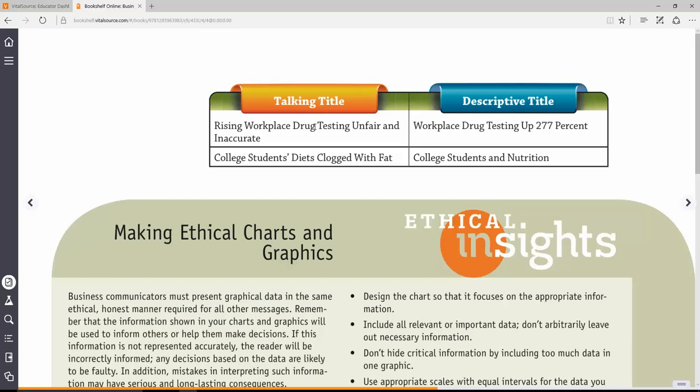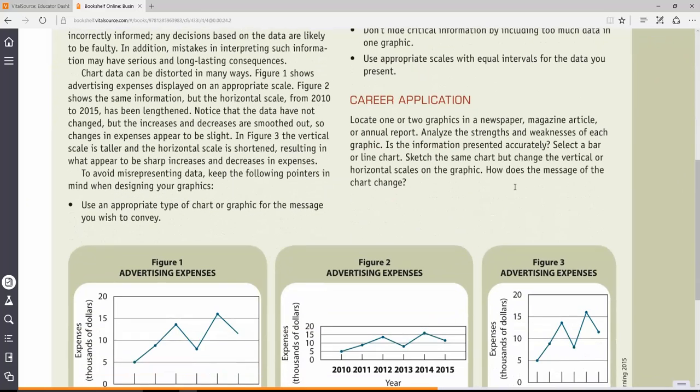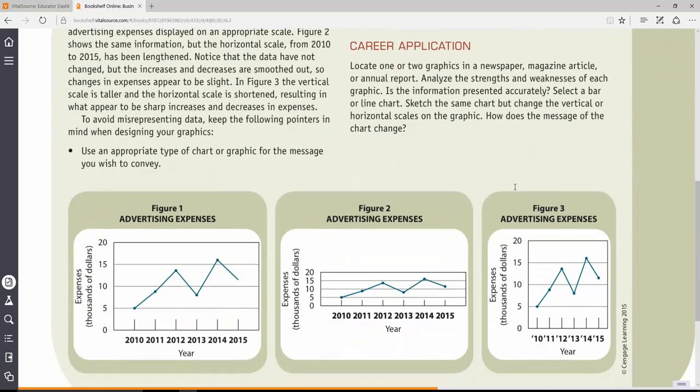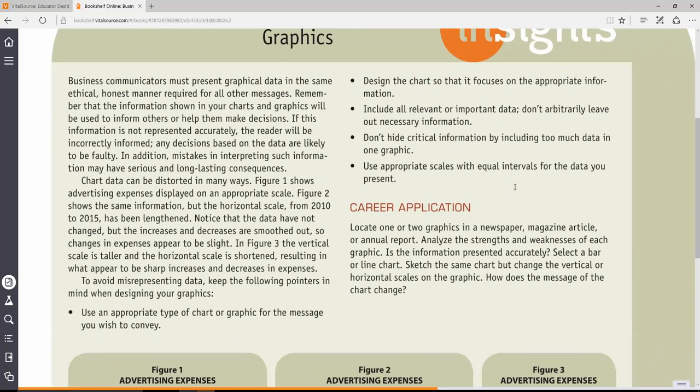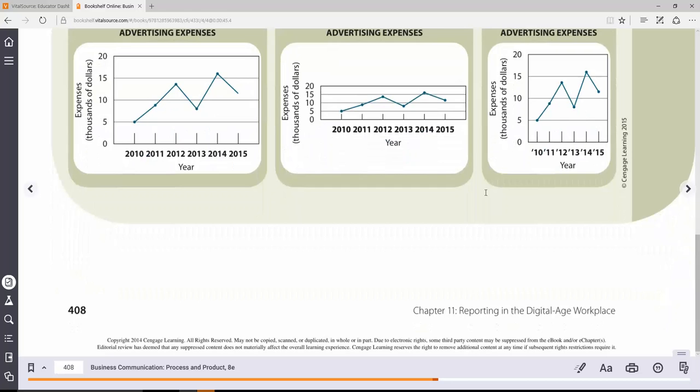Talking title, descriptive title: rising workplace drug testing, unfair and inaccurate, just workplace drug testing. Okay, and college students' diets clogged with fat, college students and nutrition. So here's the thing about making ethical graphic charts and graphics. Use the appropriate type.